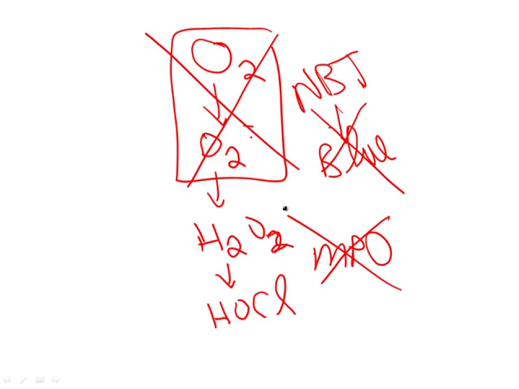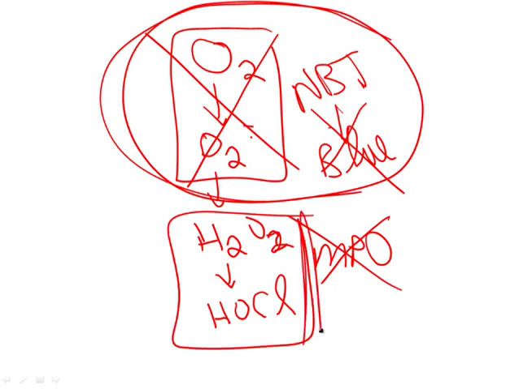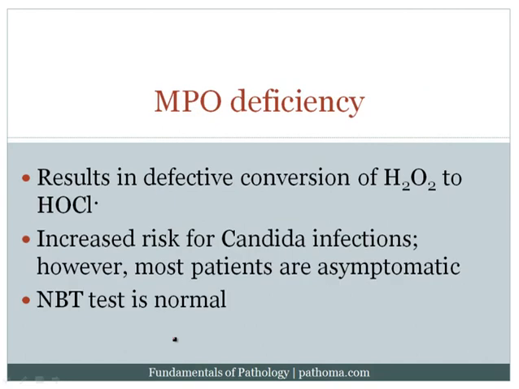However, what I want to highlight here, since I took all the pain to draw this picture, is that the NBT test will be normal. Because in these patients, in myeloperoxidase deficiency, this reaction is fine. The problem is this reaction down here. So the NBT test will turn blue, but the patients will be lacking myeloperoxidase instead.